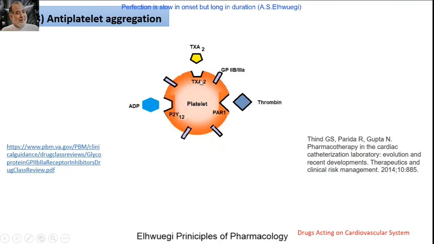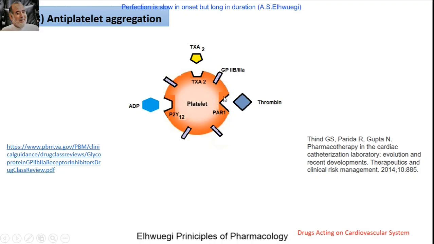First are the protease activated receptors, protease activated receptor type 1. These are receptors selective for thrombin, and thrombin, we have said before, is produced by the coagulation factor 10A. Okay, this is the first receptor.